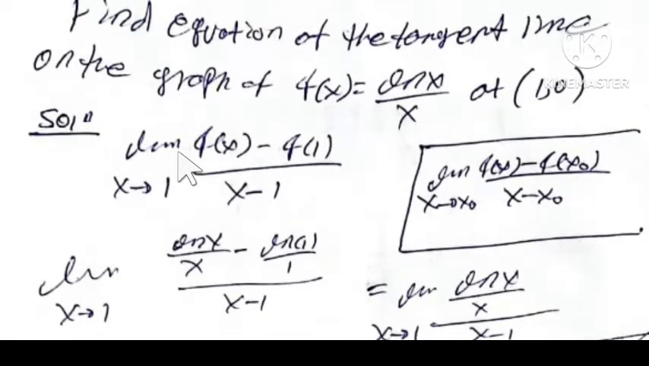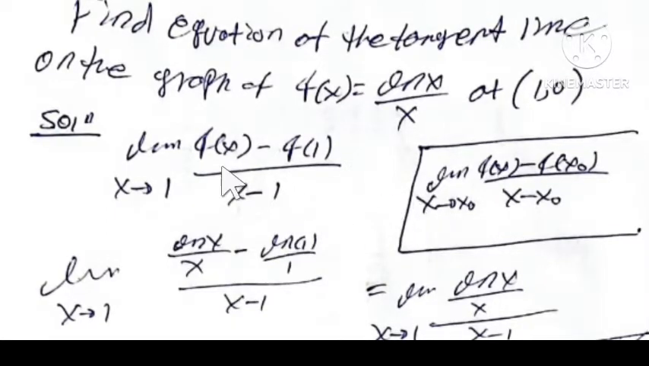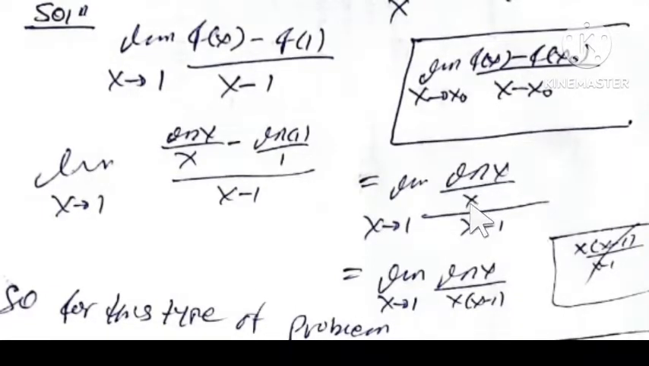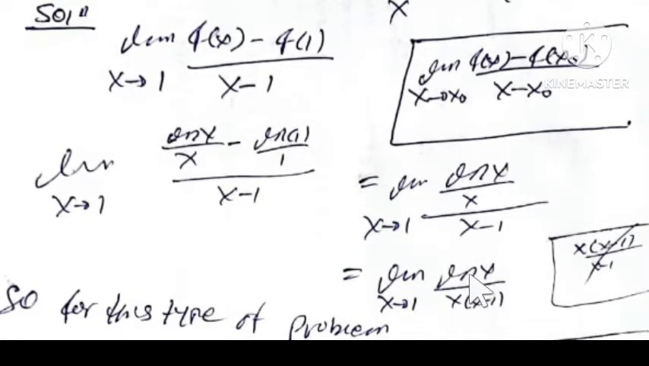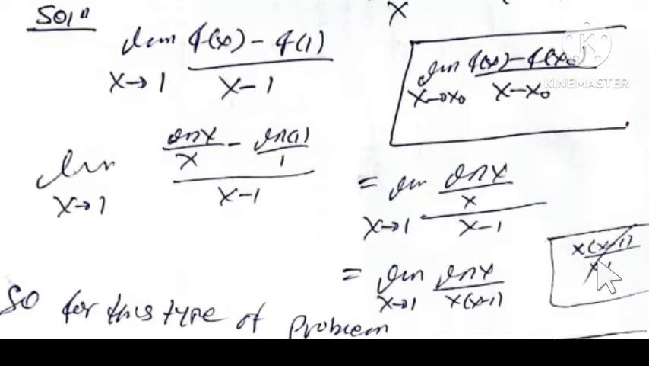Solution: by this rule, the limit of f of x minus f of x naught over x minus x naught, as x approaches x naught. Then by this principle we can substitute. But the problem is ln of x over x over x minus 1, which equals the limit of ln x over x times (x minus 1). Then we can't cancel out each other.